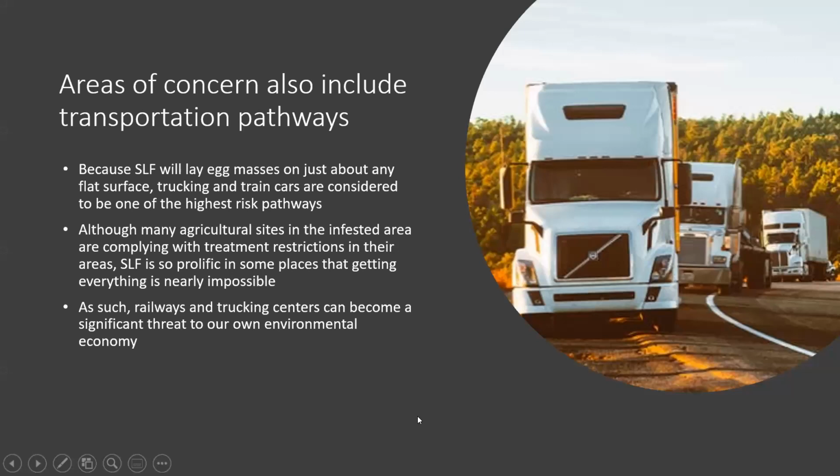And then also of concern were transportation pathways. As Jen said, the SLF will lay their egg masses on just about any flat surface. So trucks, train cars are considered to be one of the highest risk pathways. And although many agricultural sites in the infested areas are complying with treatment restrictions, SLF is so prolific that it can hop onto cars. It can avoid the spray if it's at the edge of something. So getting everything is nearly impossible. And so railways and trucking centers can become a significant threat to our own environmental economy.